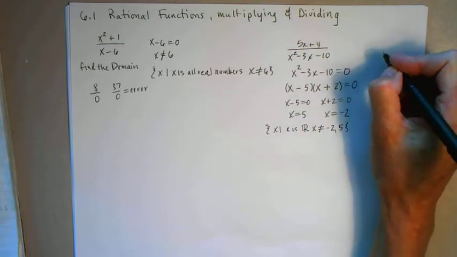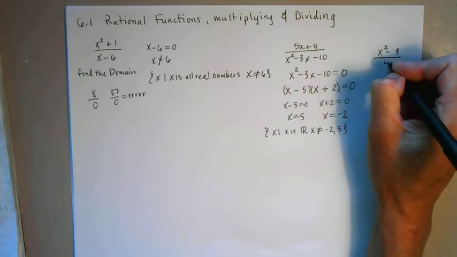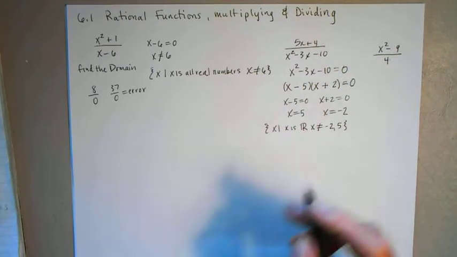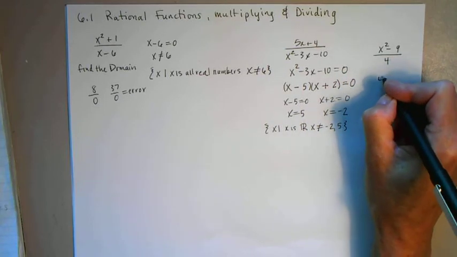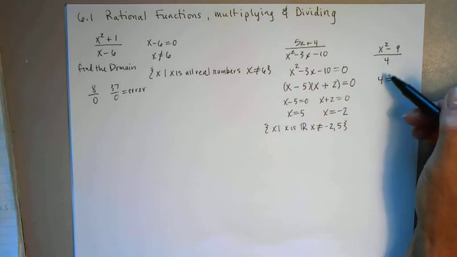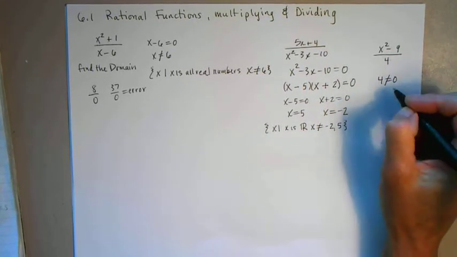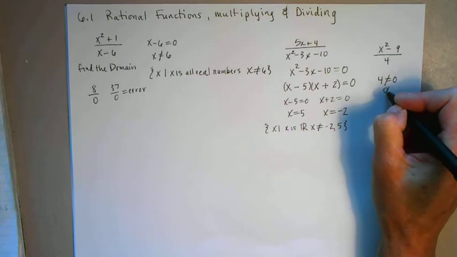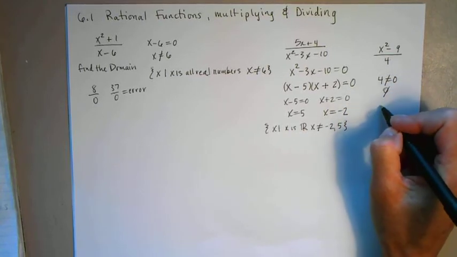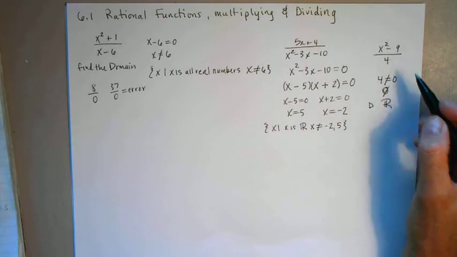Now, what if I gave you something like this? What if I said find the domain of this number? Now, if I set my denominator equal to 0, there's no variable to solve for. So there is no solution. 4 does not equal 0. And if there's no solution, that tells me that my domain is all real numbers, because nothing will make it undefined.